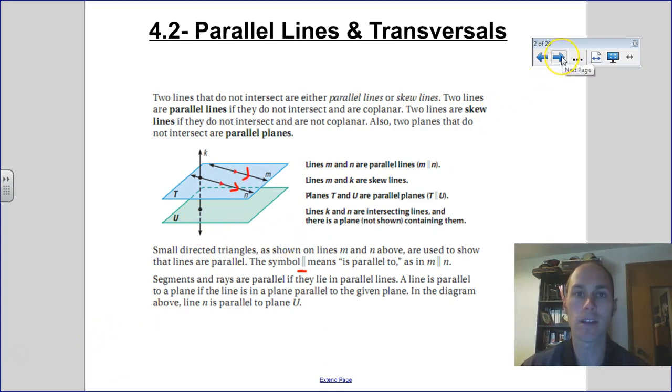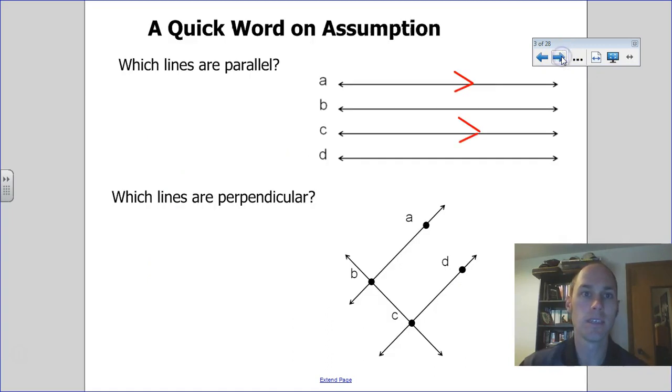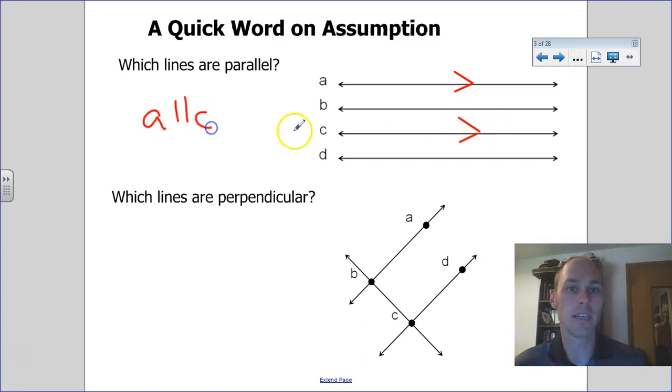Okay, so that's our definitions of parallel. So assumption: you can't assume that lines A, B, C, and D are all parallel. Remember we talked about never assume. You need the diagram to tell you. So only line A would be parallel to line C because they have those arrows on there.